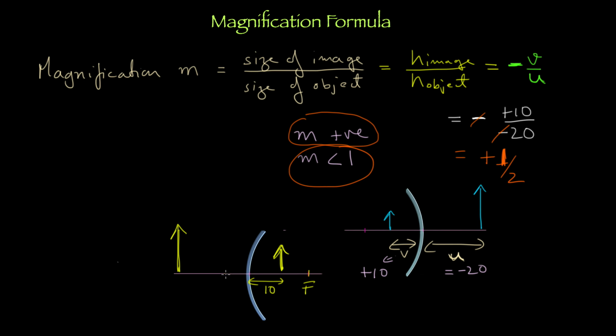Why? I hope you remember. Bigger the thing is, whether image or object, bigger the thing is farther than the mirror, right? Bigger is farther, smaller is closer. I hope you remember that, right? Okay, so in this case, my u is how much? A minus 10. My v is how much?